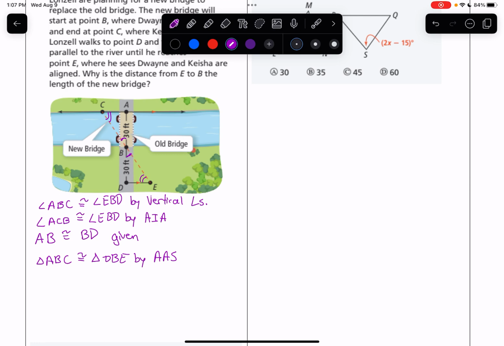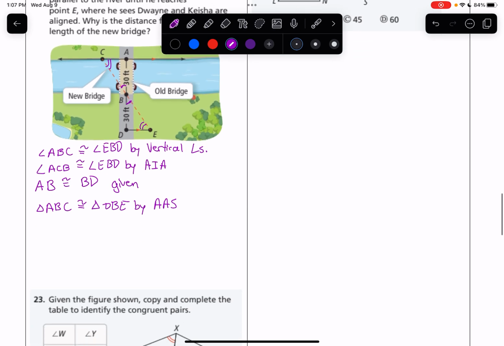Since I know those triangles are congruent, now I can answer the question about the length of the new bridge and where Lanzel is standing. Those are going to be the same by CPCTC. So CB is congruent to EB by CPCTC. And there are all your steps of reasoning, which means you are correct.